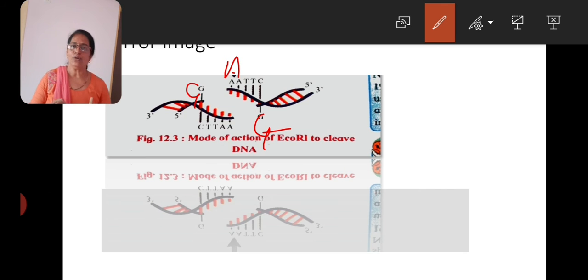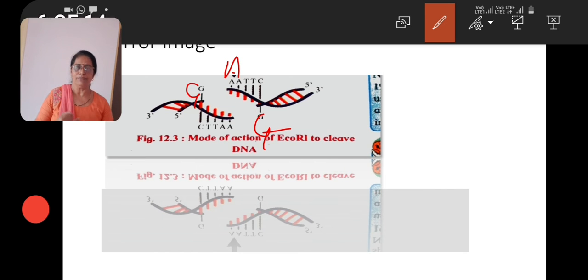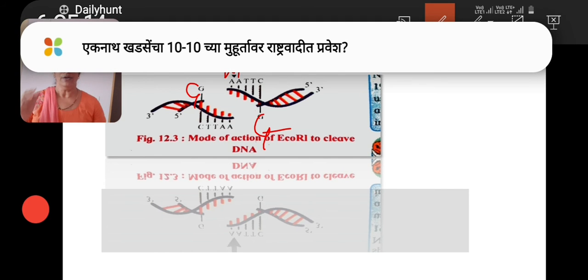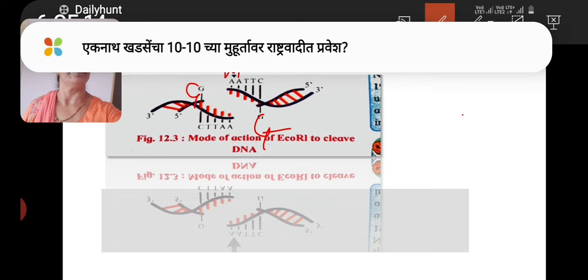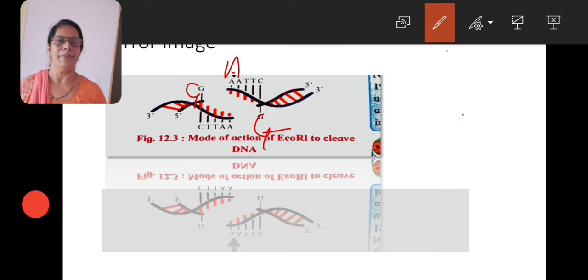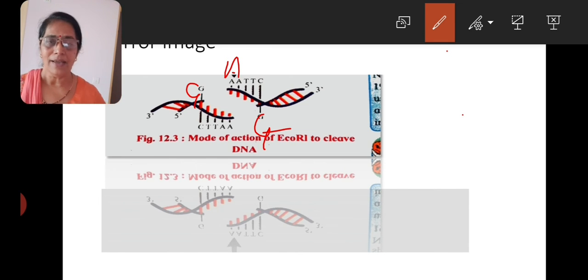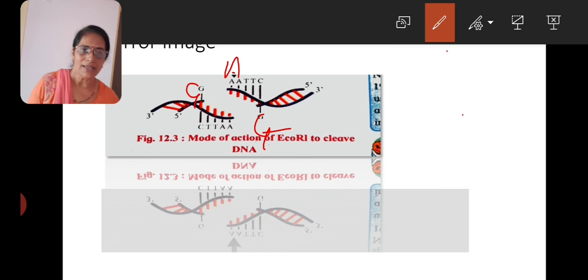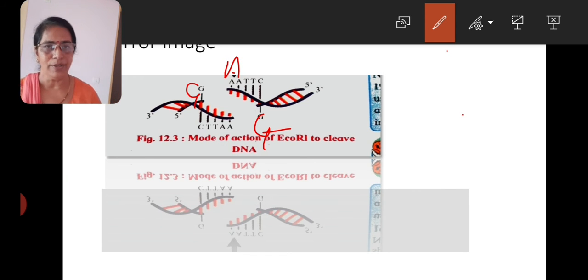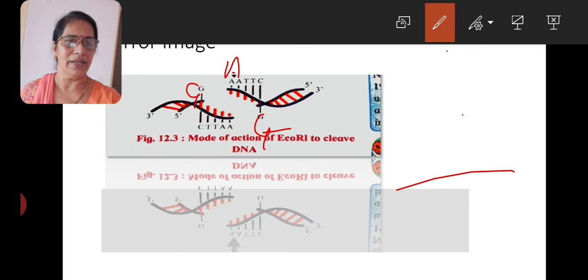So what is the meaning of palindrome? Palindrome means a group of letters which makes a word when we read forward as well as backward. In case of DNA, it is the same sequence of nucleotides when we keep the orientation the same. Then it is the mirror image.